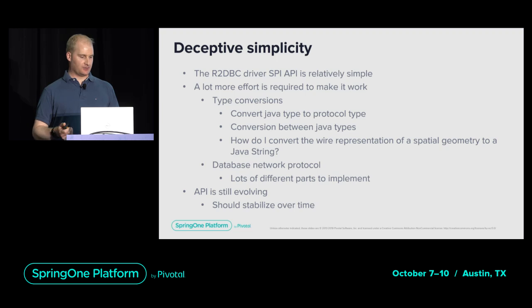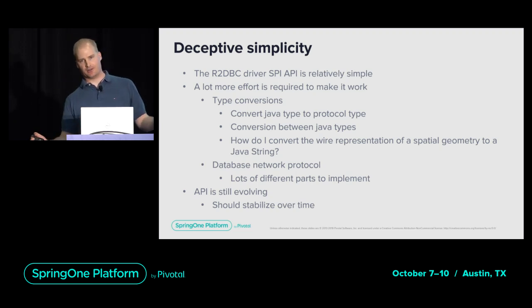And then another one could be that you need to convert between different Java types. I think that's not strictly required by the spec, but for example, if you have a decimal type on the database and you decide to use big decimal as the default Java type for it, your application might still, for example, want that value as a double, as a float, as a string, as maybe an int. So you need to think about these types too. And then there's the more complicated ones, like how do I convert the wire representation of a spatial geometry to a Java string? And so depending on what your database supports, you have to do a lot of conversions.